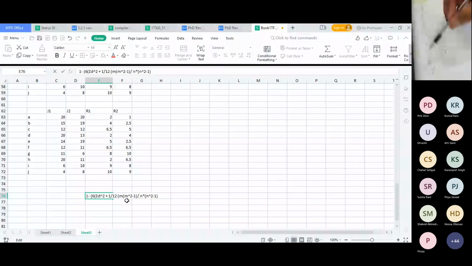So 1 minus 6 summation d square plus 1 by 12 into m1 square minus 1 plus 1 by 12 into m2 square minus 1 plus 1 by 12 into m3 square minus 1 and so on, divided by n into n square minus 1. If you see this particular formula, this factor is repeating: 1 by 12 m1 into m1 square minus 1 is repeated again and again. So this is the correction factor we have to add in the case of a clash in the ranks.